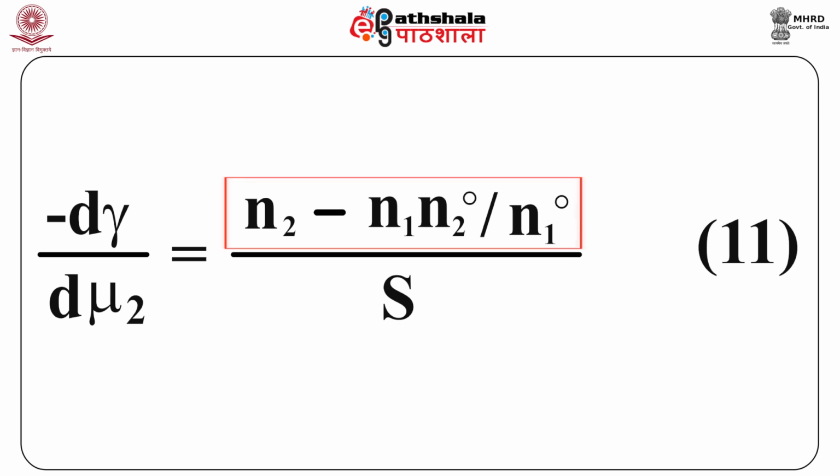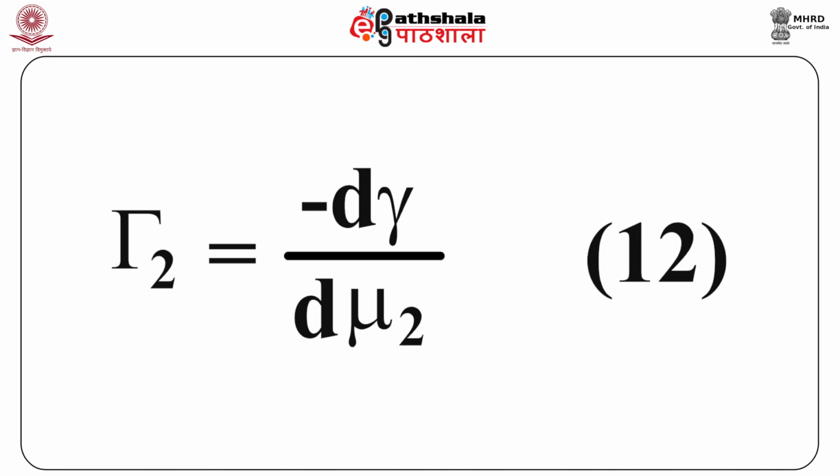Equation 11 involves the difference of two terms on the right hand side, that is, the amount of solute that is associated with the liquid at the surface and in the bulk phase. The numerator of this equation thus gives the excess concentration of the solute present at the surface of the liquid. This, when divided by the surface area, gives the excess concentration of the solute per unit surface area, abbreviated as gamma 2. Thus, we have gamma 2 equals minus d gamma by d mu2 as our equation 12. This equation 12 is termed the Gibbs adsorption equation.